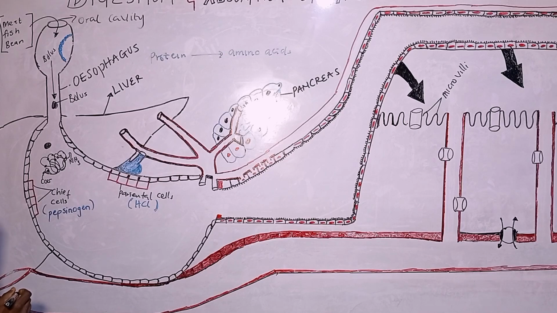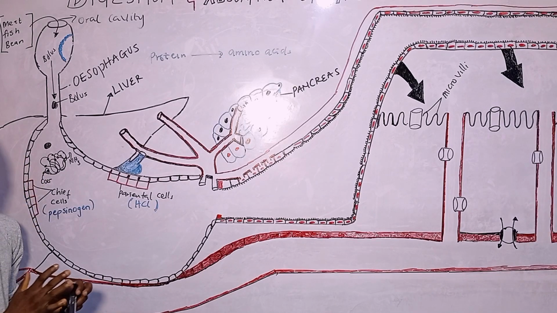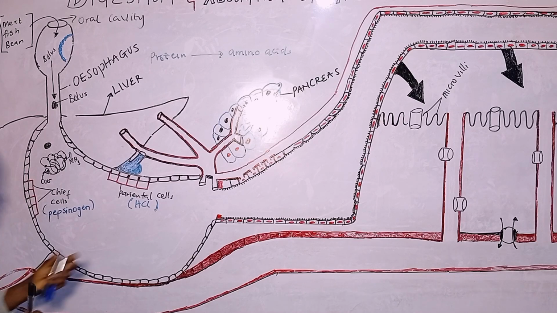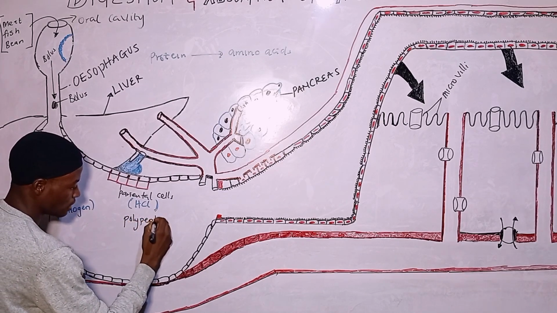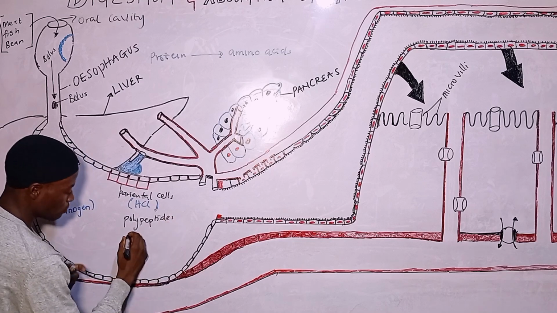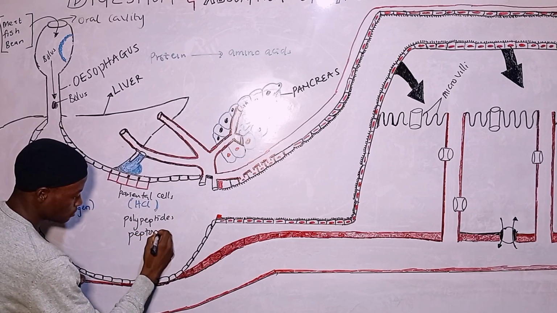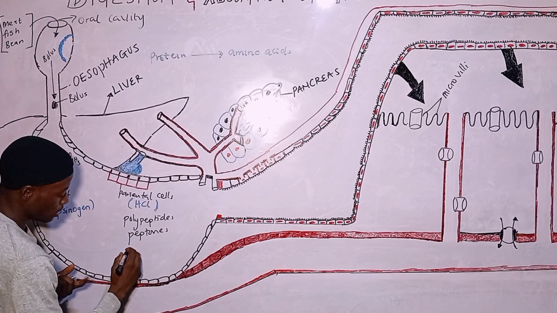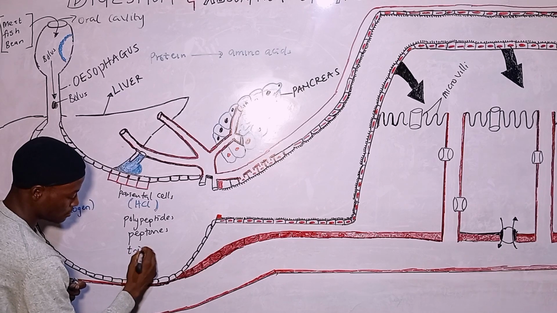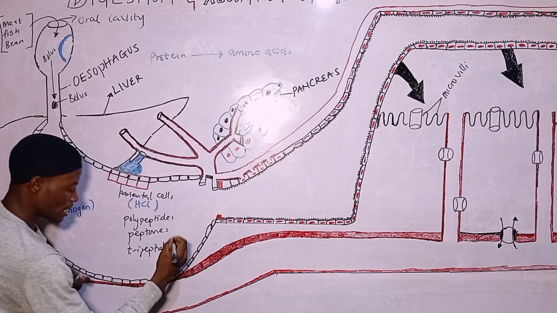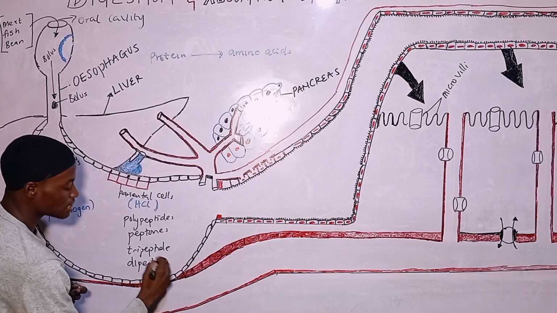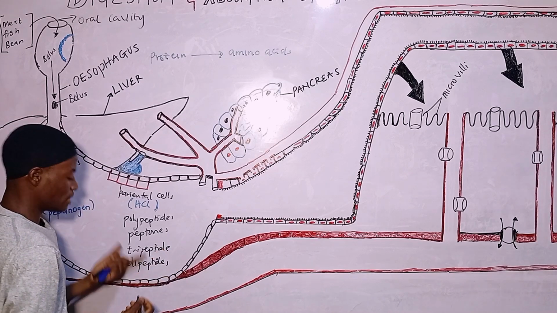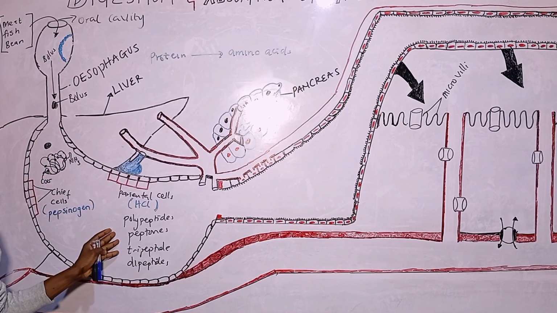Now what happens is that protein in the stomach is going to be broken down into different molecules. The first one is polypeptides. We have peptones. We can have tripeptides, and at the same time we can have dipeptides. That's basically the result that we are going to have here.